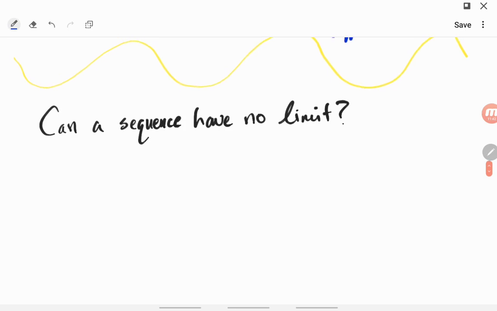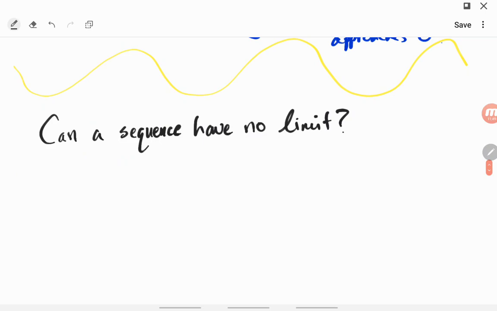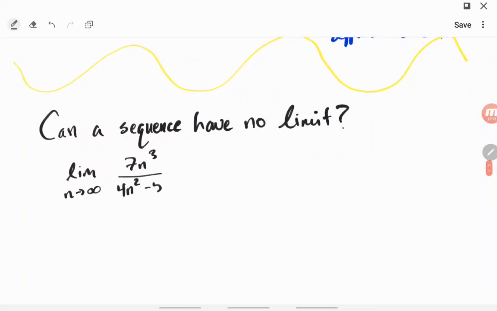Obviously, I know the next question you want to ask is, can a sequence have no limit? Well, I've got an example for you. It's going to look a lot like one of our previous examples. Let's have the limit as n approaches infinity of 7n cubed over (4n squared minus 5).